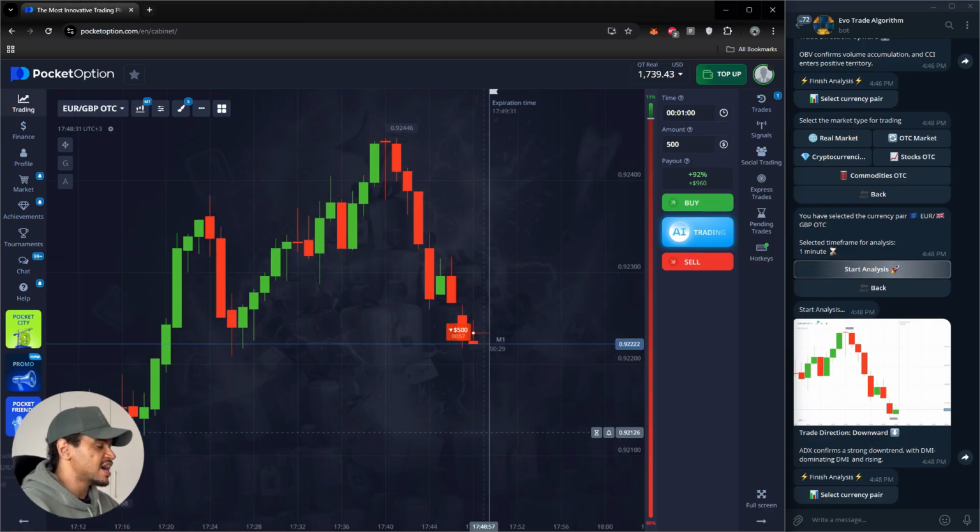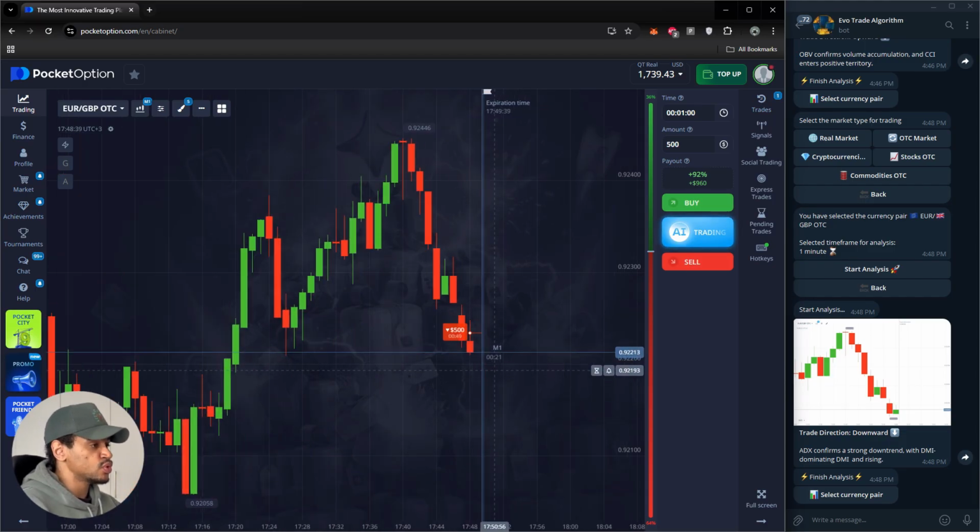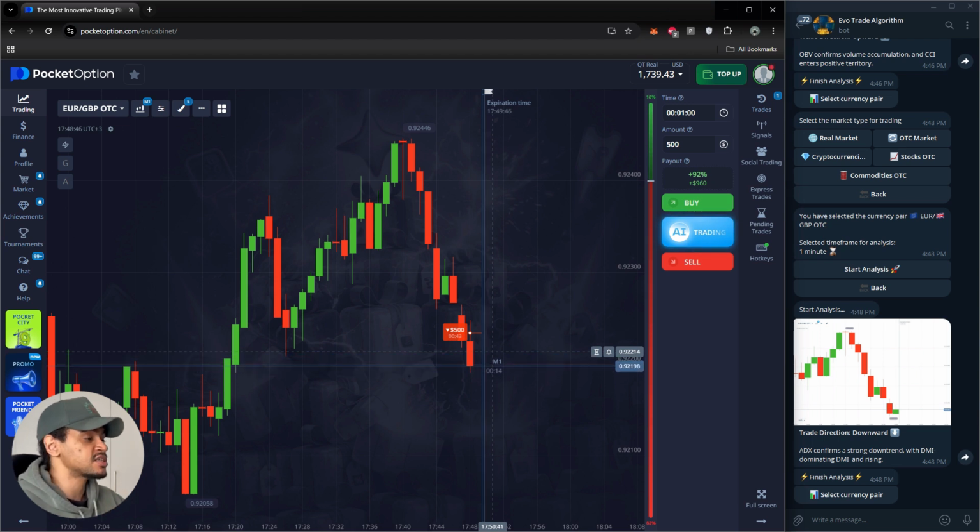There you go. We got the analysis again. ADX confirms a strong downtrend with DMI minus dominating DMI plus and rising. Again, short-term bullish signal here. So we're placing our trade, $500. We're not going crazy, right? We're slowly grinding our balance little by little. And this is what you can do.